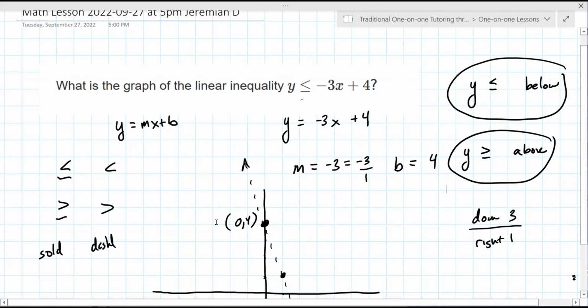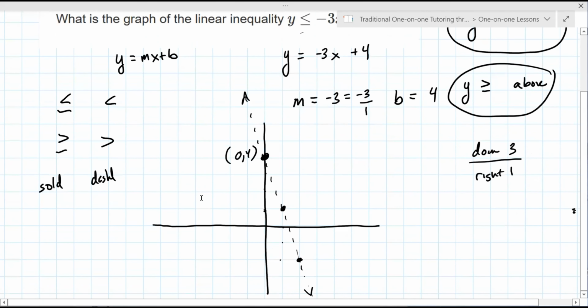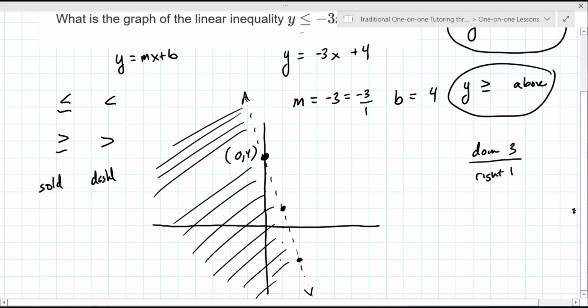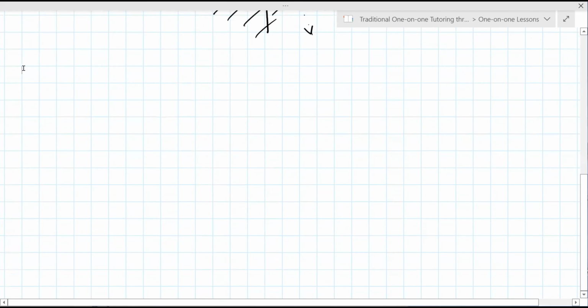So when you look at this line down here, we're going to shade below it. So below it is everything to the left of it, which is below in this case. Any questions on that or anything? No, I don't think so. Okay. So we get to try another one here.